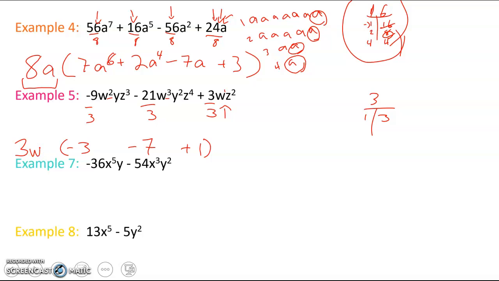And if you take out one w from w squared in this first term, you're going to be left with just one w. You have the w cubed, the three w's right here. You're going to just be left with two w's if you take one out. All right.